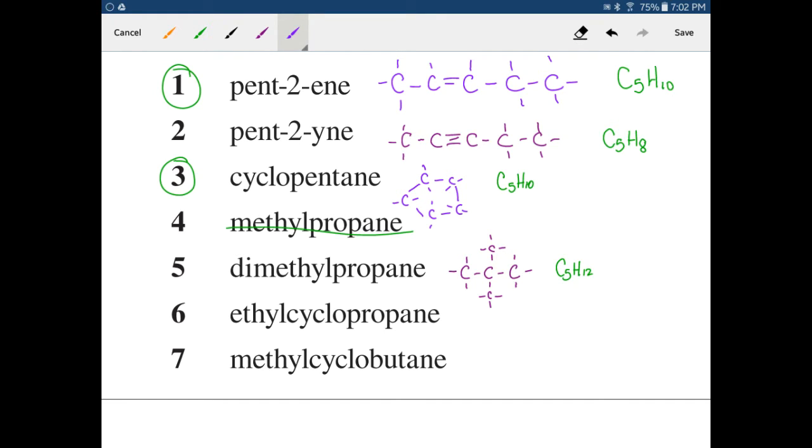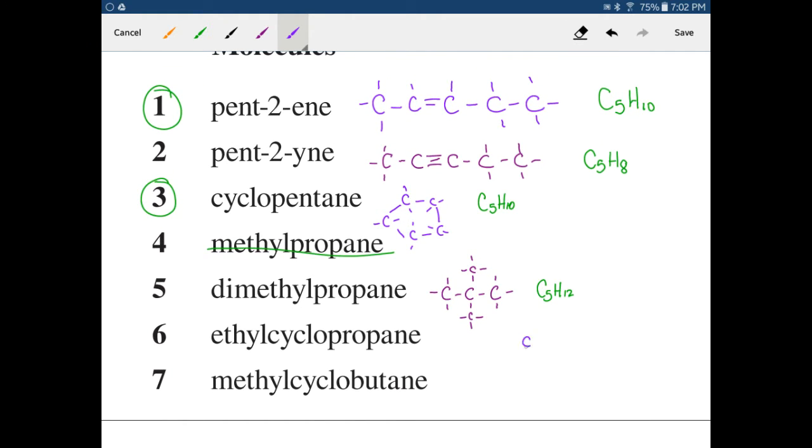Ethyl cyclopropane. So we have cyclo. So we have 1, 2, 3. And we have an ethyl group coming off. And then we need to make sure that each of these carbons has hydrogens filled in. So each carbon looks like it has 4 bonds. So this is C5H 1, 2, 3, 4, 5, 6, 7, 8, 9, 10. C5H10. So here's another one.